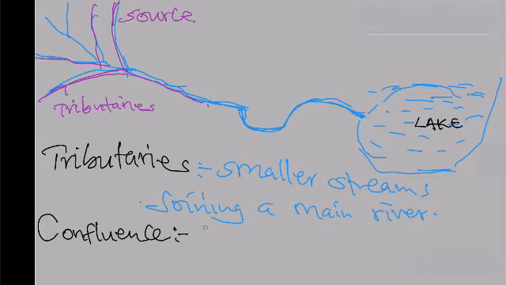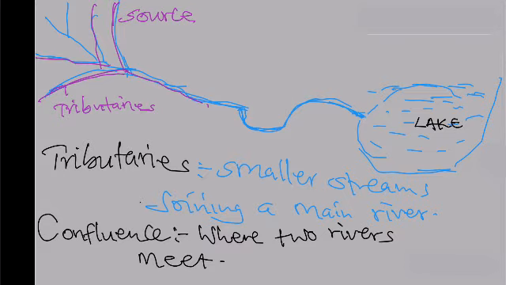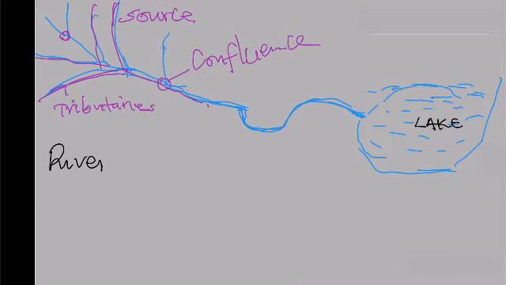Confluence. A confluence is the point where one river meets another, or where a tributary joins the main river. So that point of contact between one tributary and another one to form the main river is what we call the confluence. If it were a road, we would call it the road junction, but now for the rivers we call it a confluence.